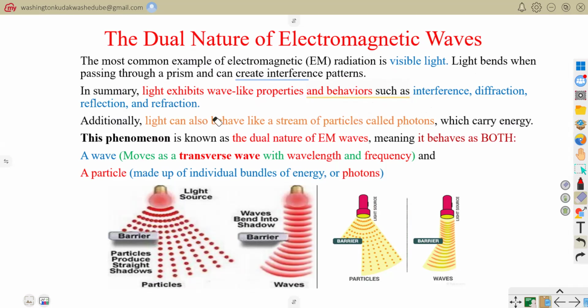So in summary, we are saying light exhibits wave-like properties, or else it behaves as a wave in such a way that it can be diffracted, or there can be interference, or reflection, or refraction. Additionally, light can also behave like a stream of particles called photons. What do we mean by that? We are saying that light can come as particles that are carrying energy.